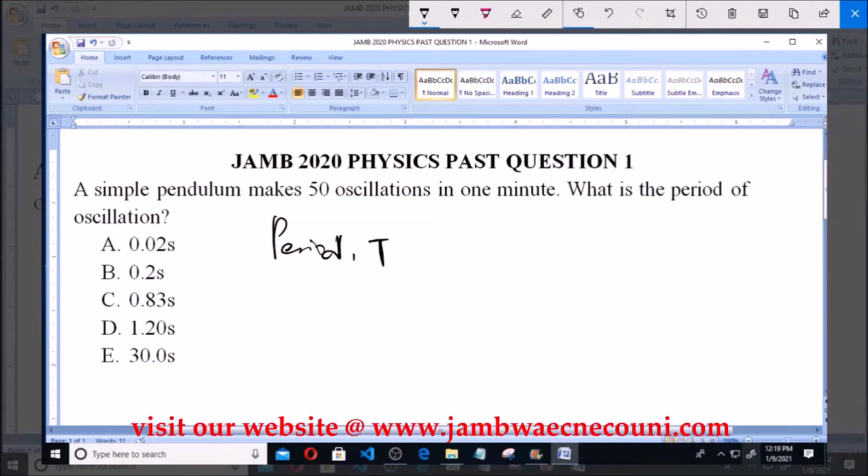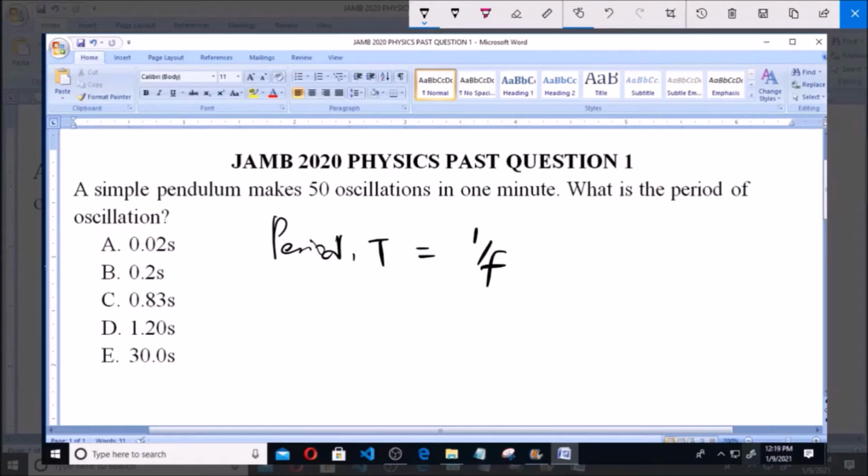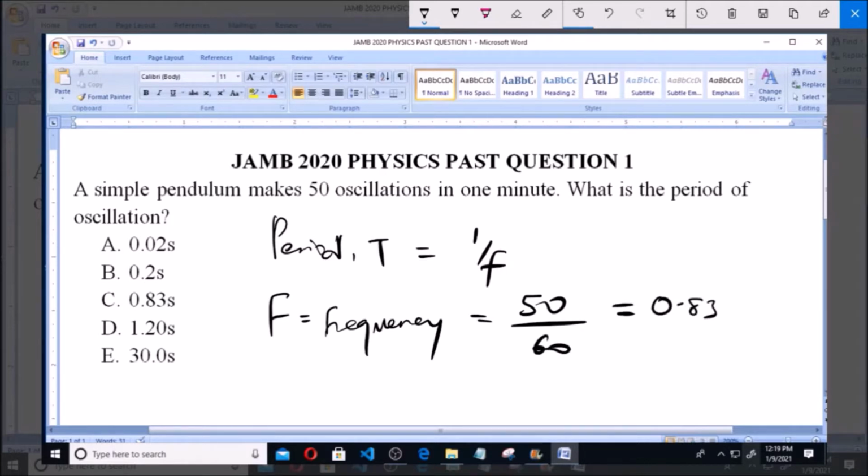Now, period, which is known as T, is defined as the time taken to complete one oscillation, and period T is equal to 1 over F. F here represents frequency, and frequency is defined as the number of oscillations made in 1 second. So frequency is equal to the number of oscillations, which is 50, over the given time, and that is 60. So we can say frequency is equal to 0.83 hertz or per second.